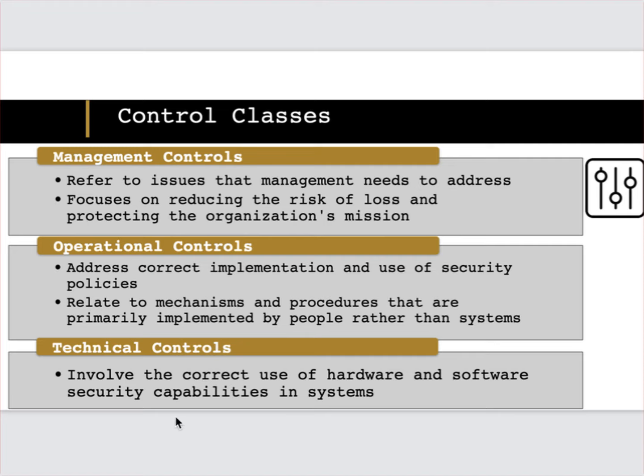The operational controls relate to mechanisms and procedures that are primarily implemented by people rather than systems. They address correct implementation and use of security policies. Operational controls deal with physical and environmental protection, such as physical access control. So that's why these are also sometimes called physical controls as well. They cover intrusion detection, fire, water, moisture, heat, and electrical maintenance. They also deal with mobile and portable systems.